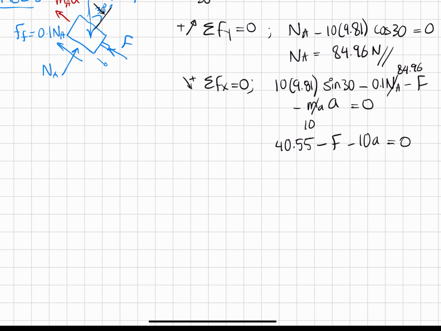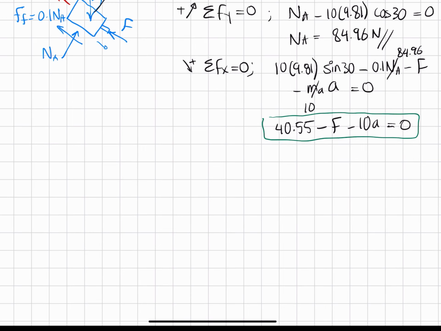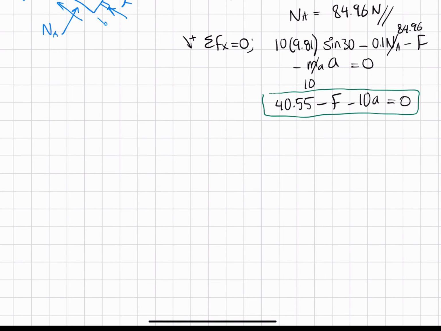So we ended up with this relationship. It's one equation, two unknowns. As you can tell, we are going to have to develop another equation with two unknowns. Then we have two equations, two unknowns, and we can solve this. Now we look at the second mass. The second mass is also on a slope.